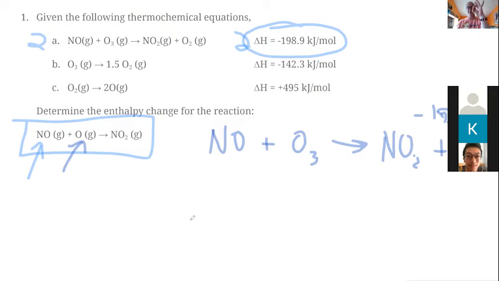Okay, so O. Now that means elemental oxygen, just O, not O2, not a molecule, just O. So where are we going to find that? Which reaction is that in? C. Right, that's in C. And is O a product or a reactant? Product. It's a product, right? So we're going to have to flip that around.